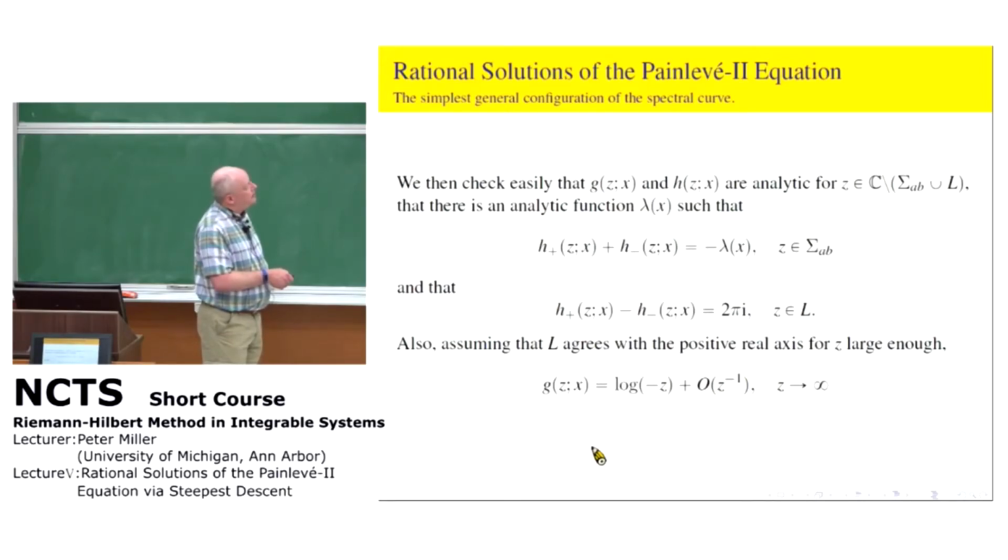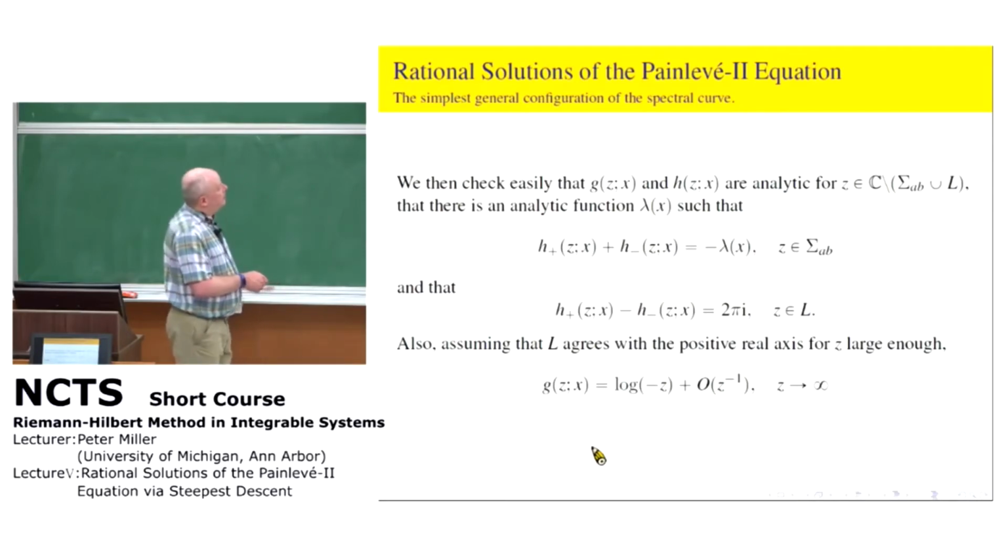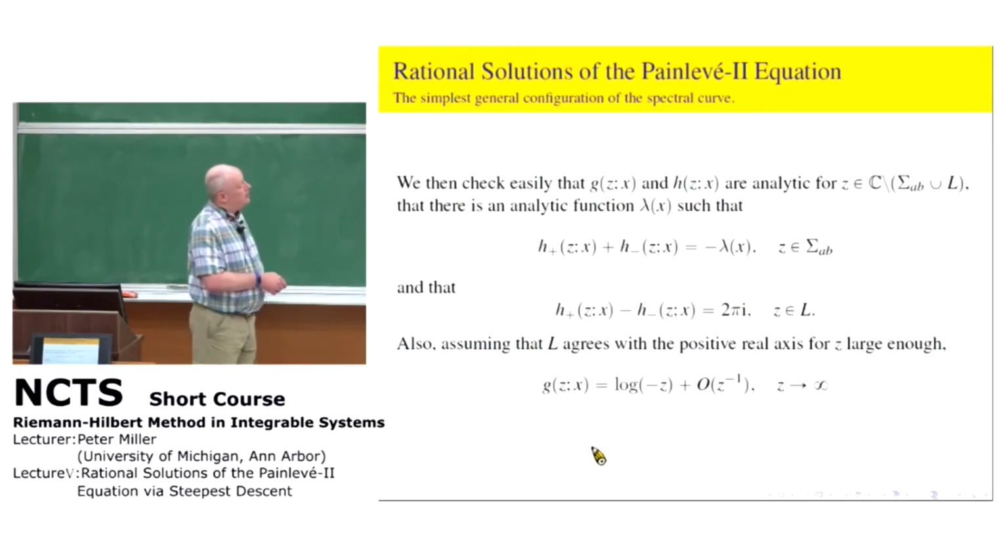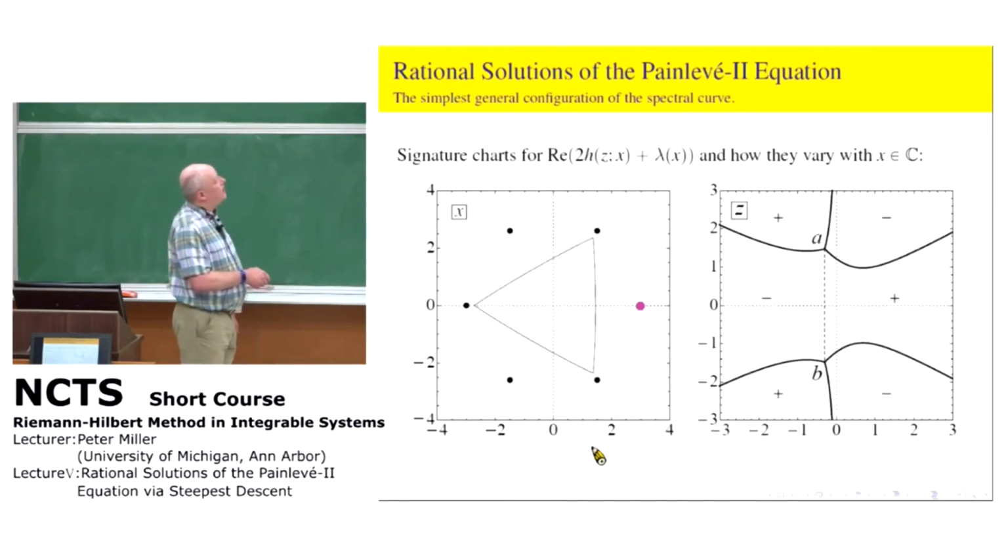And then on this contour L that goes from B to infinity, the difference of the boundary values of h is exactly 2 pi i, and that's again coming from the logarithm. So also, if we assume that L agrees with the positive real axis for z large enough, then we expand that integral out, and g of z, x is log of minus z plus smaller terms as z goes to infinity, and this has its cut exactly on the positive real line, as it should. It's the principal branch.